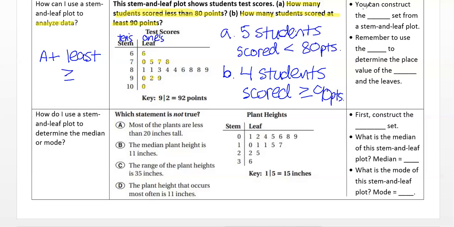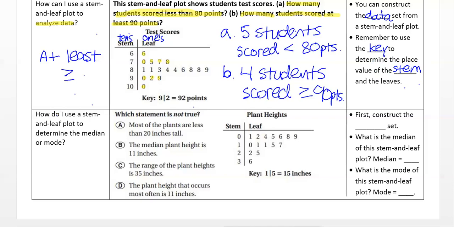You can construct the data set from a stem and leaf plot: 66, 70, 75, 77, 78, 81, 81, 83, 84, 84, 86, 88, 88, 89, 90, 92, 99, and 100. Remember to use the key to determine the place value of the stem and the leaves. Let's keep going.